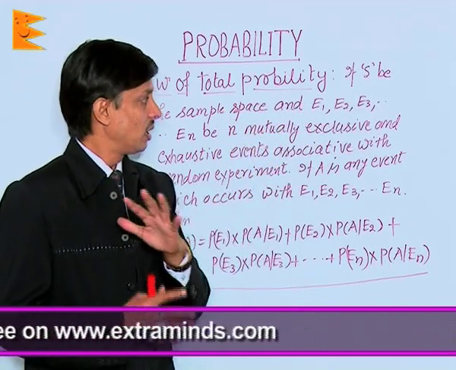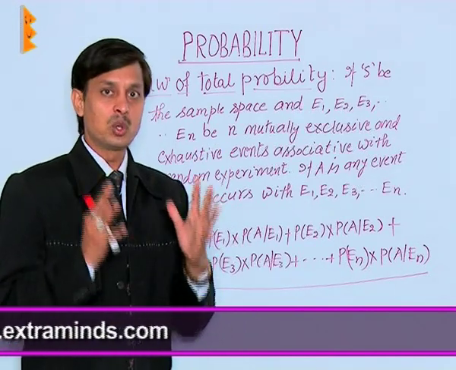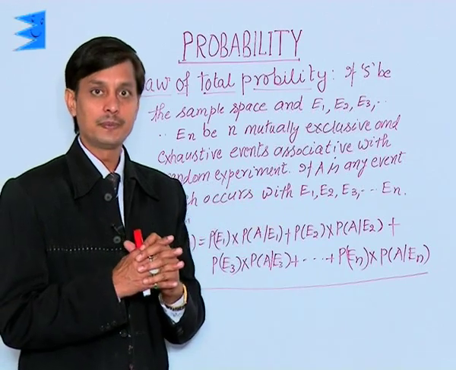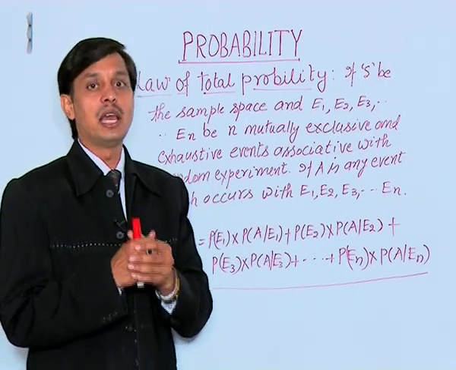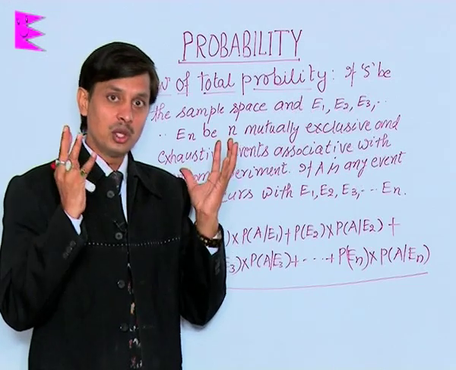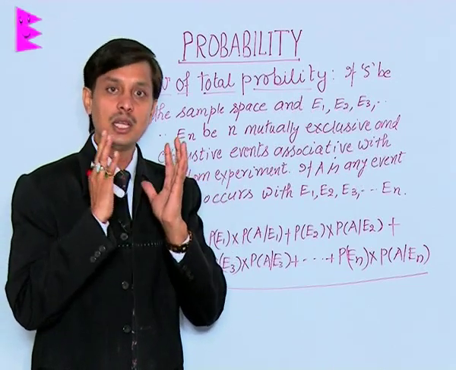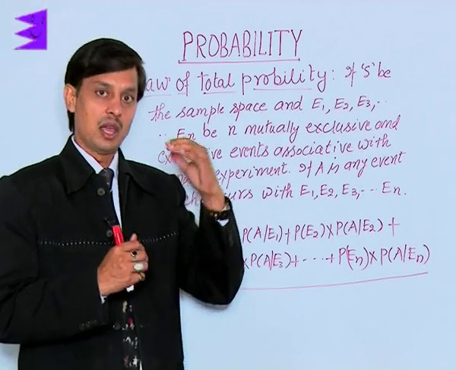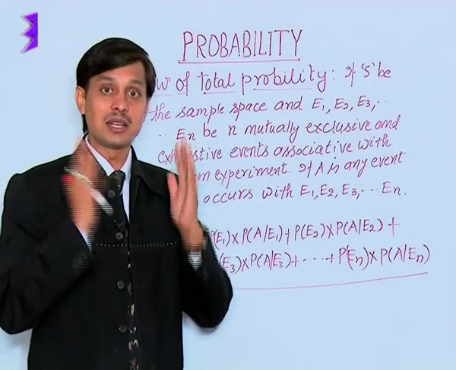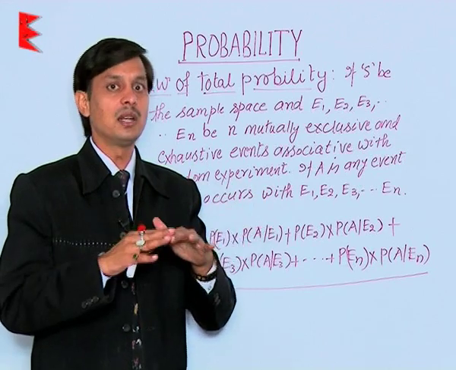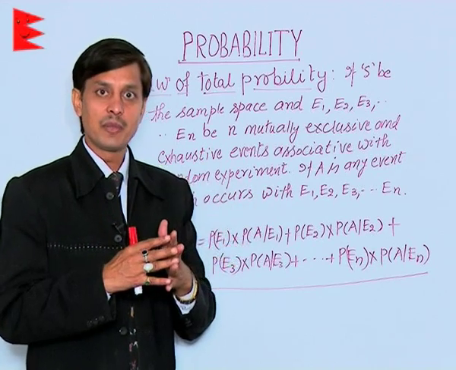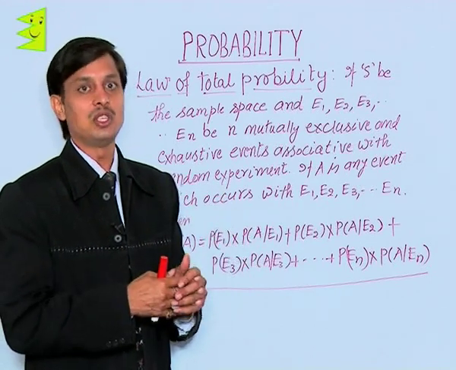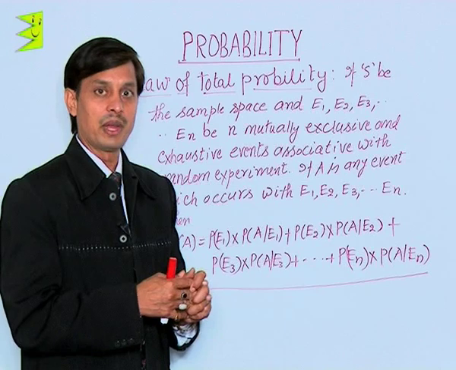You are well clear about mutually exclusive and exhaustive. Mutually exclusive means nothing is common in the events, and exhaustive means if their union is made, it is equal to our sample space. If two or more events are such that their intersection is phi and their union is equal to the sample space, then such events are said to be mutually exclusive and exhaustive.